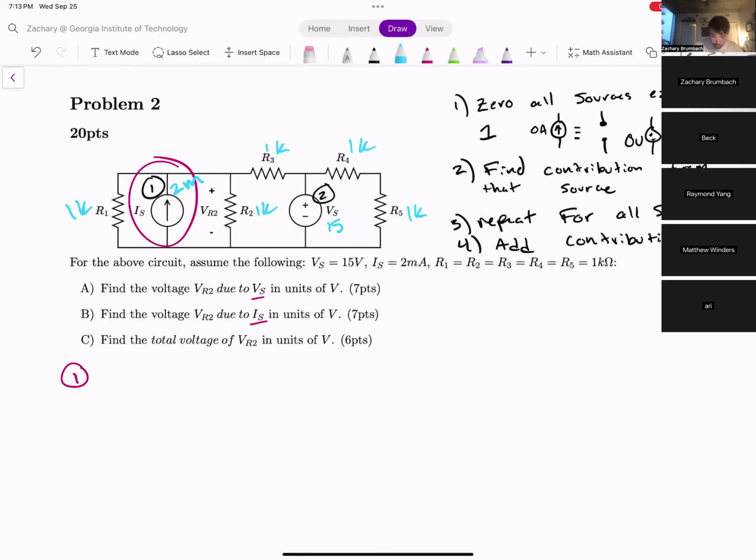Okay. So the goal is to find the voltage across this from each part, add them together so that we get the total voltage across that. So for source one, let's redraw the circuit. Okay, so we keep our source the same.